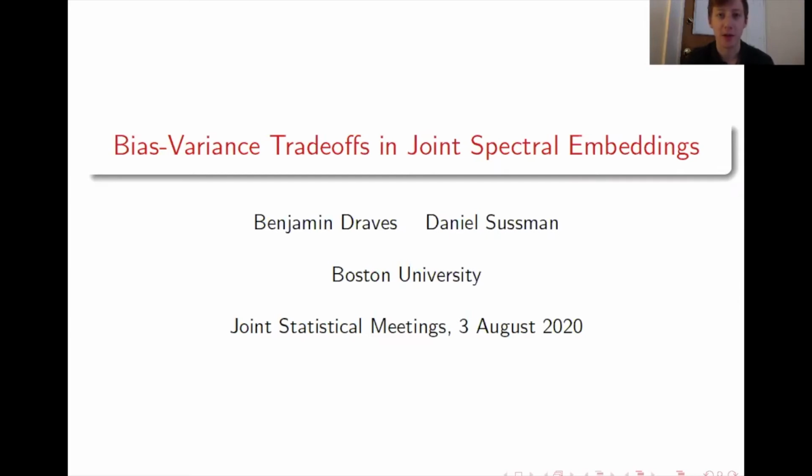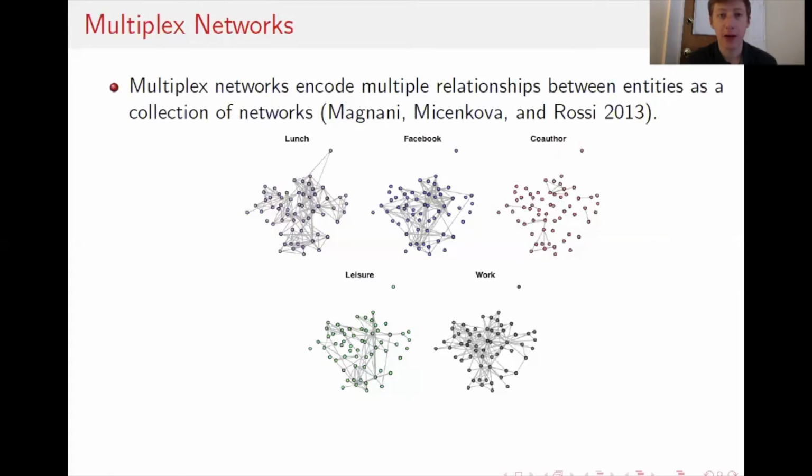Today I'm going to be talking about work I've done with my advisor, Daniel Sussman, on bias variance trade-offs in joint spectral embeddings. We're motivated by a data structure entitled multiplex networks. A multiplex network is a collection of networks over a common vertex set, in which the different networks describe a different type of ways the entities can interact.